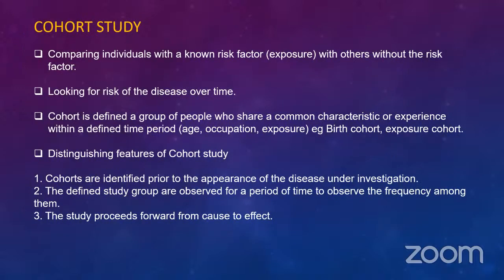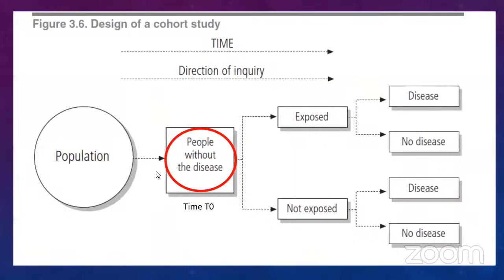Then the cohort study. It is comparing individuals with a known risk factor with others without the risk factor. It is looking for disease over a period of time. Distinguishing features are that at time T0, there is no disease. That is the difference between a case control and a cohort. At the time of T0, the patient does not have the disease, and the defined study group is observed for a period of time.